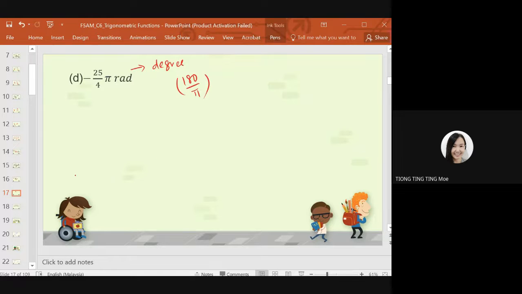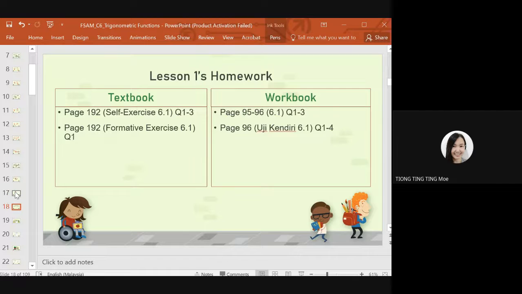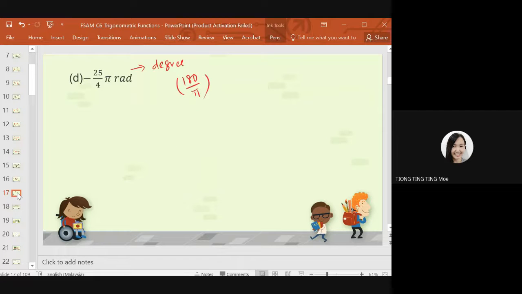So fast. Yeah, do the rest. Last question already. I teach so little today. So we have to change into the degree first, negative 25 pi over 4. Okay, change to degree, 180 over pi.